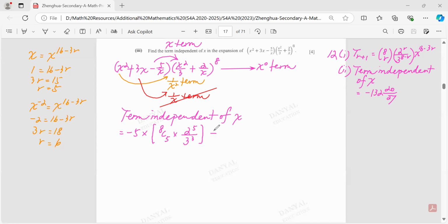So the coefficient of x squared is 1. So 1 times 8 C 6 times 2 to the power of 6 divided by 3 to the power of 8 minus 6, which is 2. Put this in the calculator. The value would be 132 20 over 27.